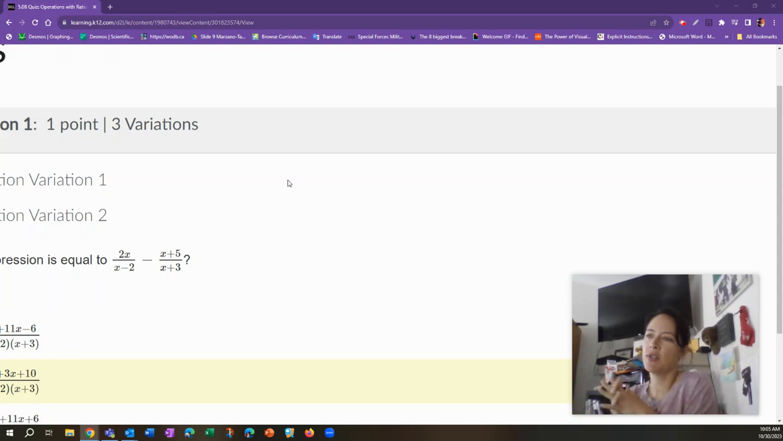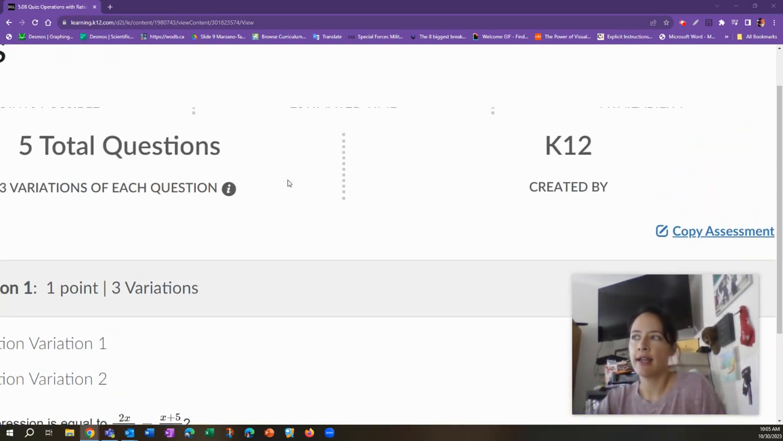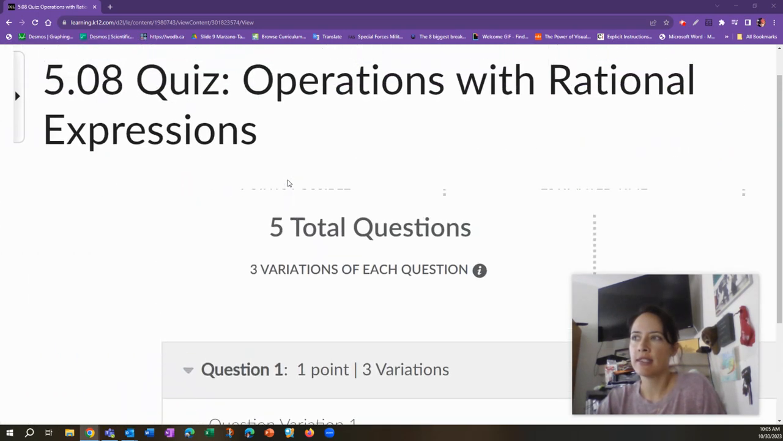Well, hello, wonderful students. This is quiz 508. It is operations with rational expressions. It covers adding, subtracting, multiplying, dividing, and complex fractions.